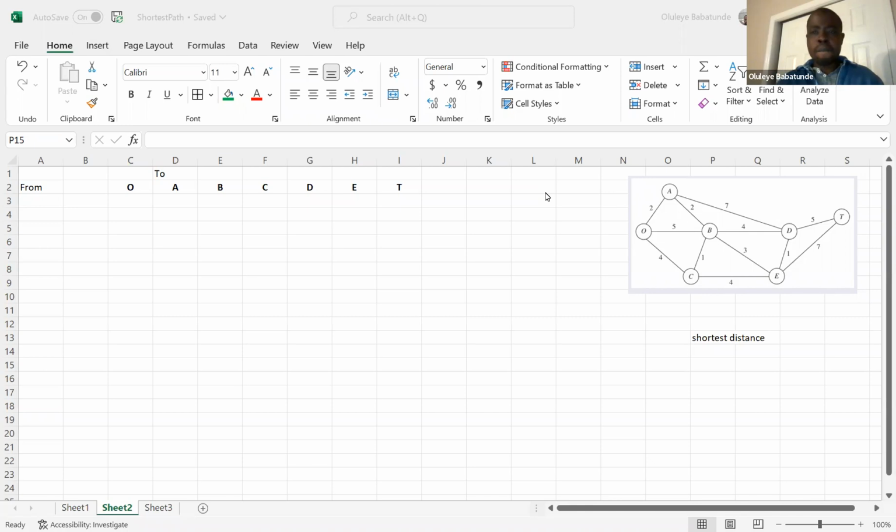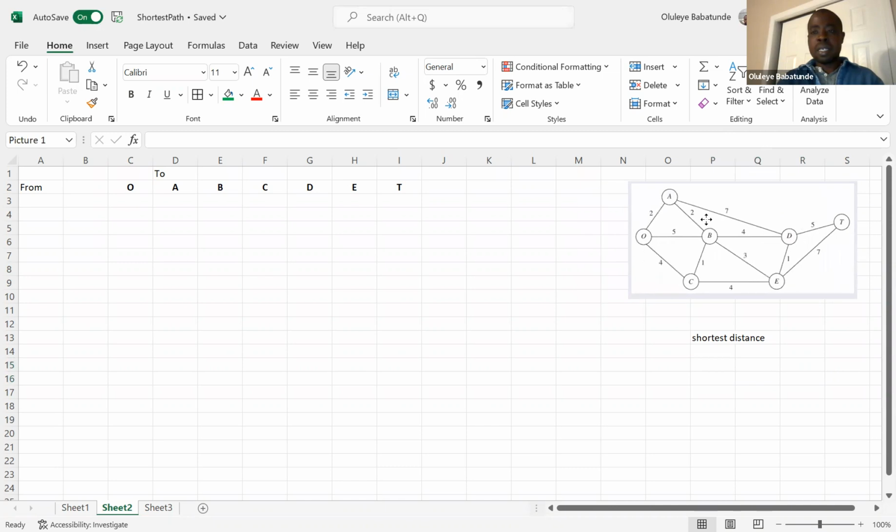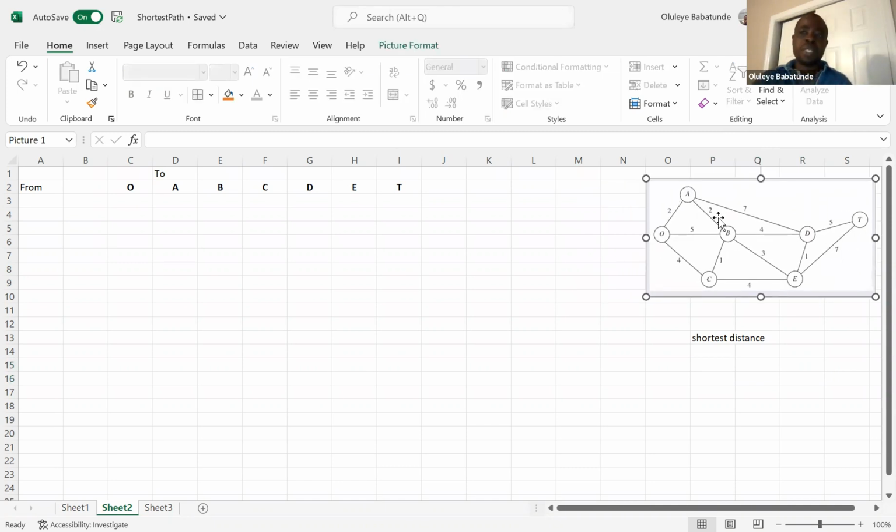Hello, everybody. So in this short video, I am going to be using Microsoft Excel Solver to compute the shortest distance between an origin node and a destination node. You can see the diagram right here, right? The diagram can represent a road network, okay?